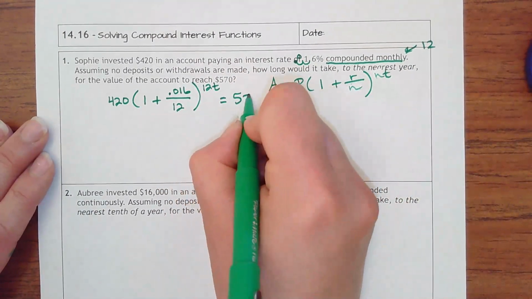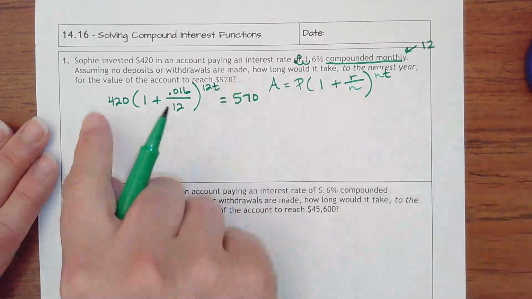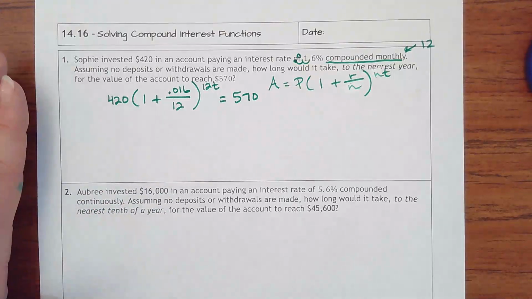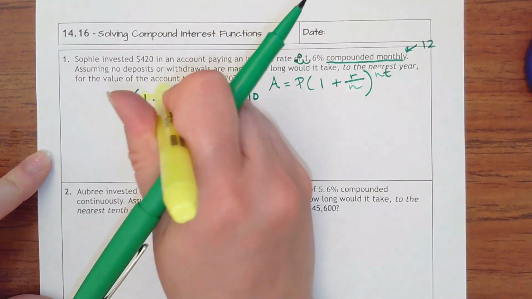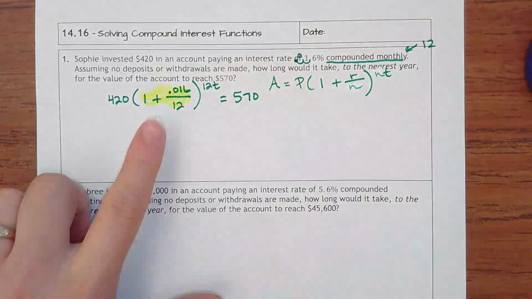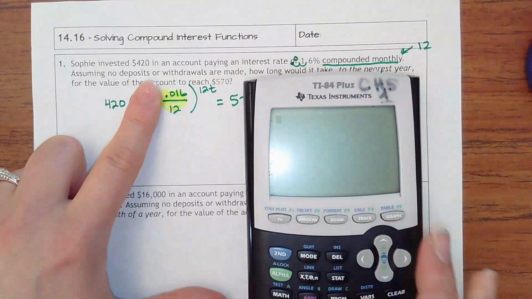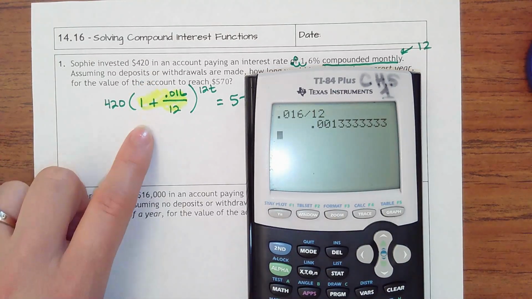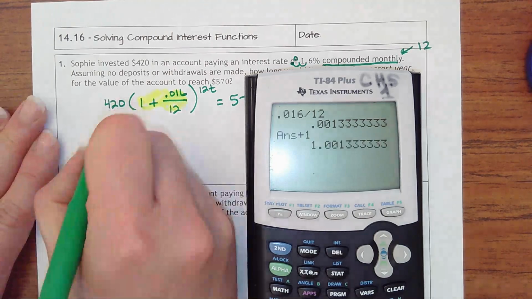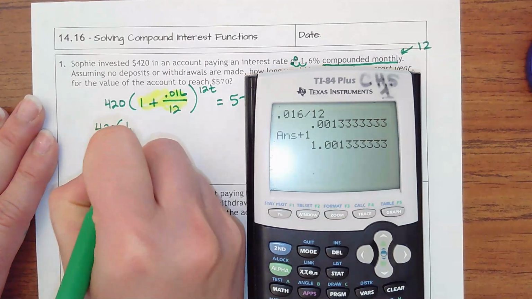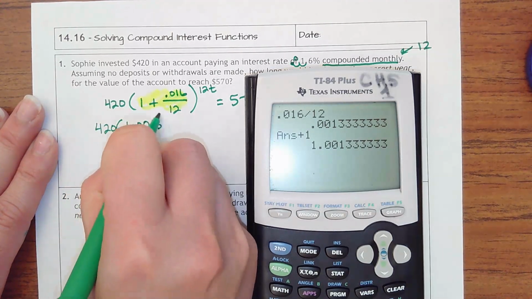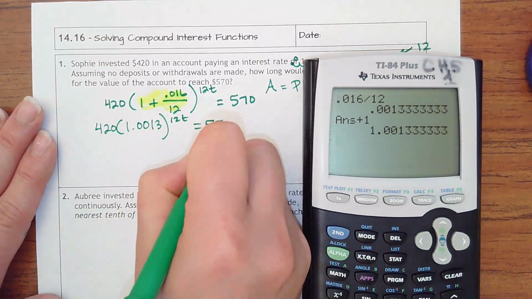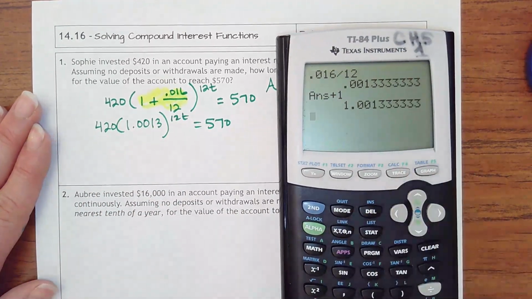And they want it to reach $570, which is not going to grow a whole lot, so we shouldn't get a very big number. So let's simplify just this part in the parentheses to get some kind of base here for our exponent. I'm going to do the 0.016 divided by 12 and then add 1. So I get 420 times 1.0013 repeating to the 12t power equals 570. And you know by now, don't erase anything out of your calculator.